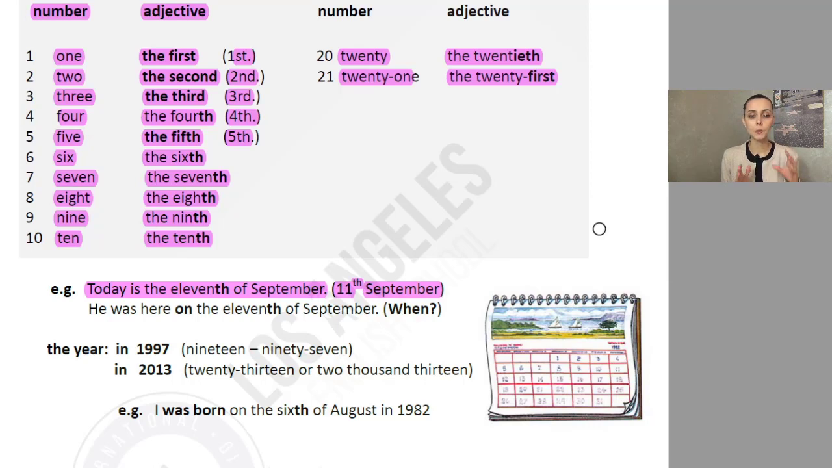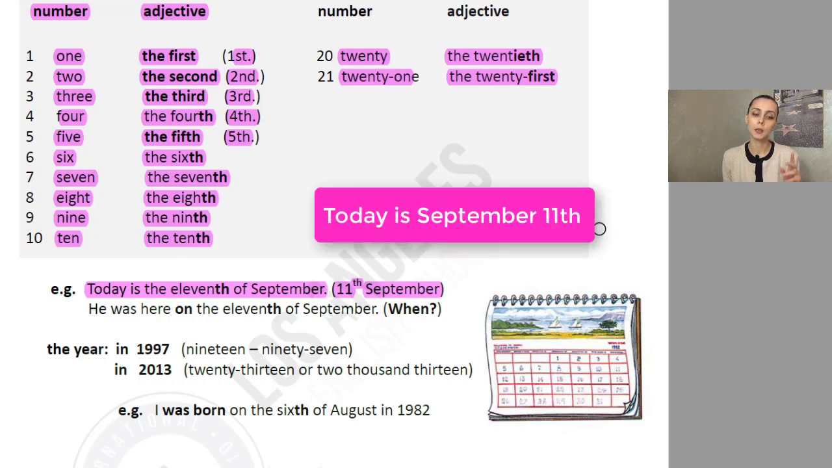Great job. So this is one option, and I should say that it is very common for British English to say it like this: Today is the 11th of September. The American version is also possible: Today is September 11th. You don't even need to say the 11th. If you say today is September the 11th, it's not a mistake, it's okay. But usually it will be today is September 11th.